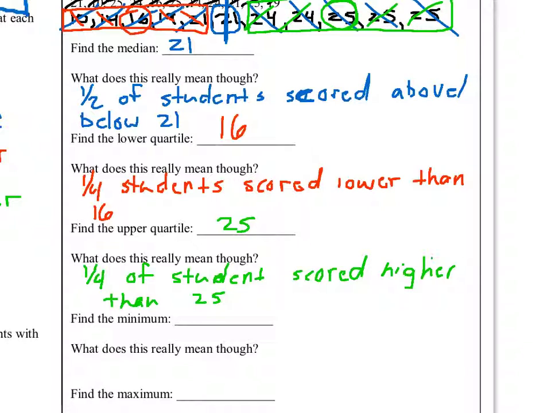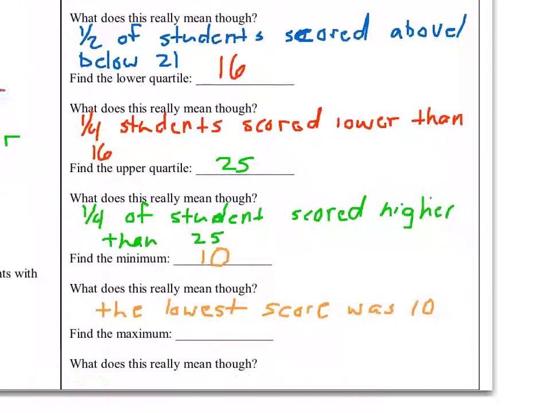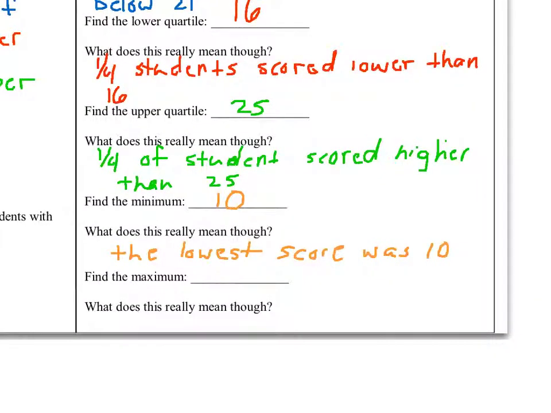Find the minimum. What's the minimum? Jose, what's the minimum? 10. That means the lowest score was 10. What's the maximum? Brian, what's the maximum? 25. So that means, what that means in the real world is the highest score was 25.